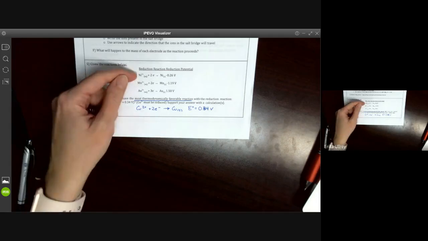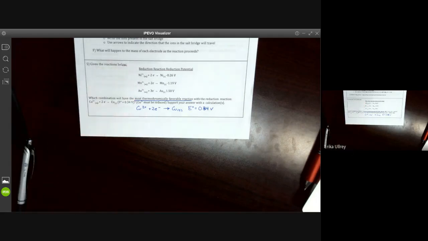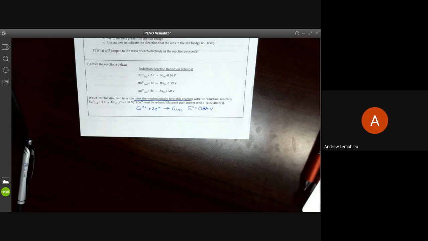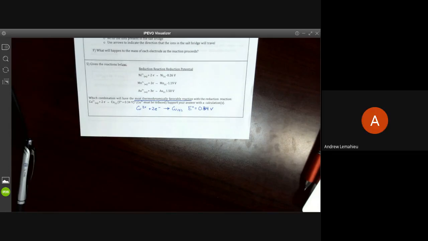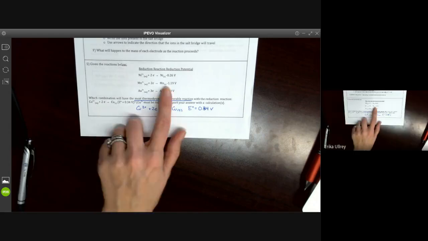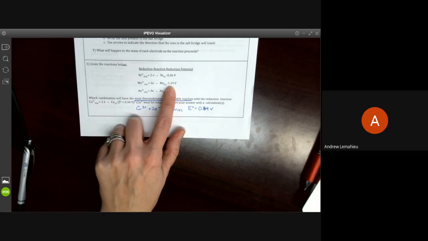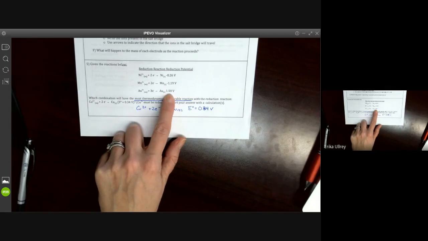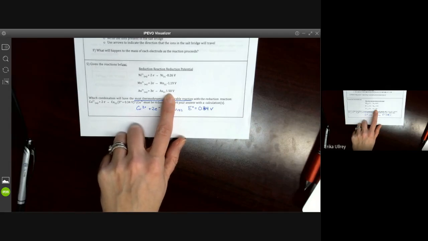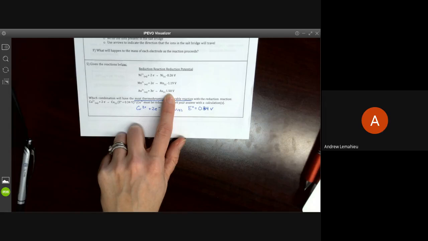Drew, what do you think? Would we choose nickel, manganese, or gold? Manganese. Why manganese? Because you're going to flip it and oxidize it. Yeah, we're going to flip it and oxidize it. So what's going to happen to this voltage here? It's going to switch to positive. This is our biggest number, though. So why didn't you choose gold? Because you'd have to flip copper and that would be less.